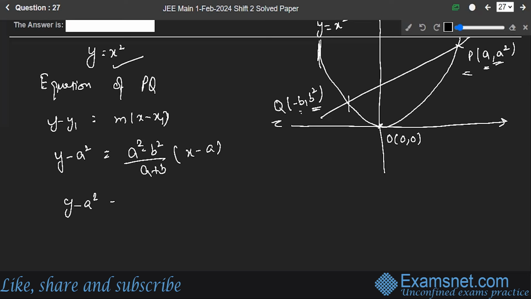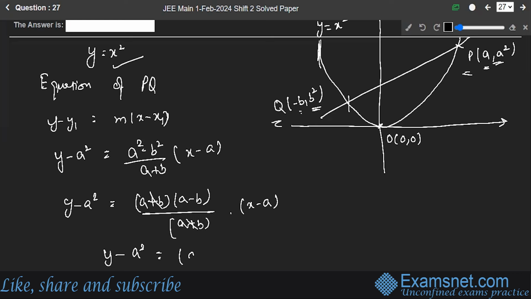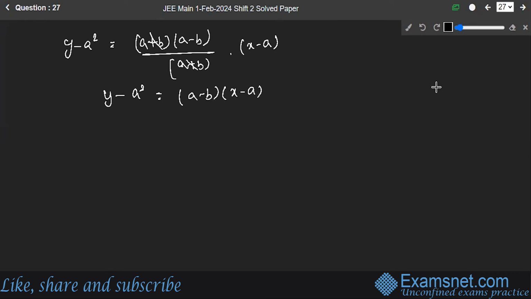Y minus A square will be equal to (A plus B) into (A minus B) upon A plus B into X minus A. This will cancel. You'll have Y minus A square is equal to (A minus B) into (X minus A), or Y minus A square will be equal to... let's open up the brackets. Okay, let it be like this. This one I will not open.